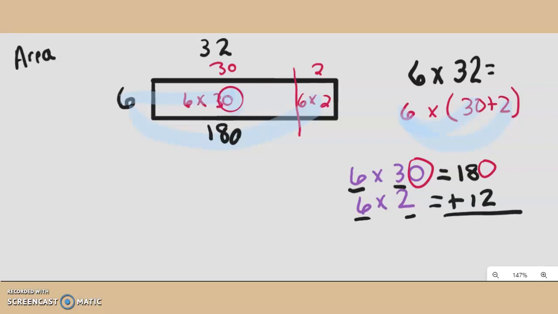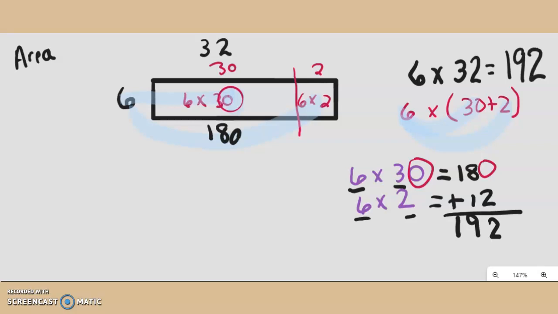180 plus 12. So you're going to add these two together, okay? So you'll have 0 plus 2 is 2. Then you're going to come over here and add these. 8 plus 1 is going to be 9. And then you're going to add 1 plus nothing is 1. So your answer to 6 times 32 is 192.